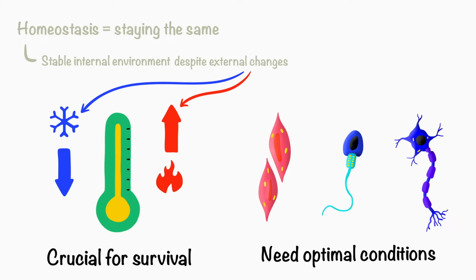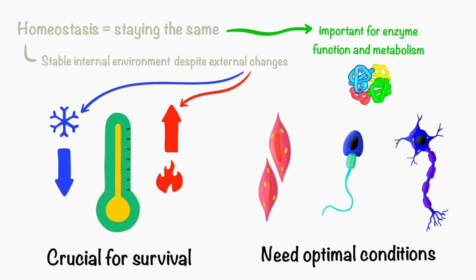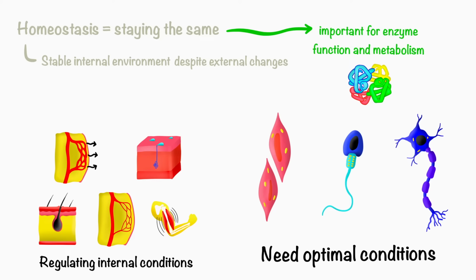Your cells need the right conditions to function properly. This includes the right conditions for enzyme activity, which we've discussed in previous episodes. Homeostasis is all about the regulation of the conditions inside your body. It involves maintaining a stable internal environment in response to changes in both internal and external conditions.